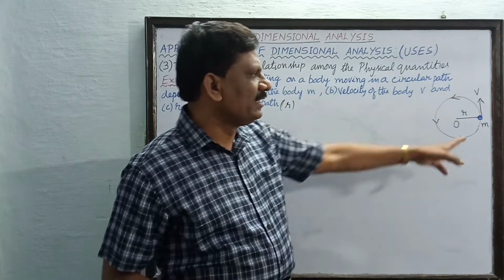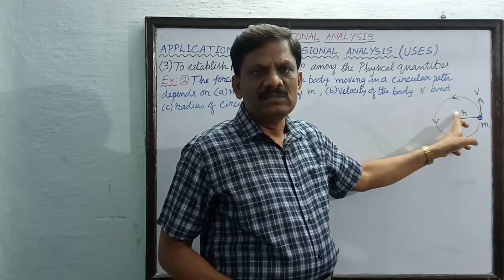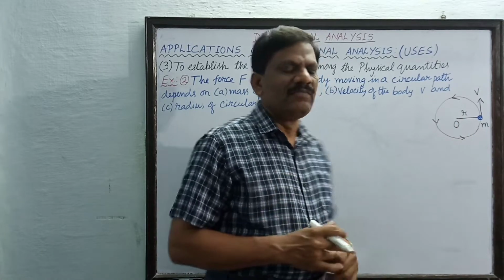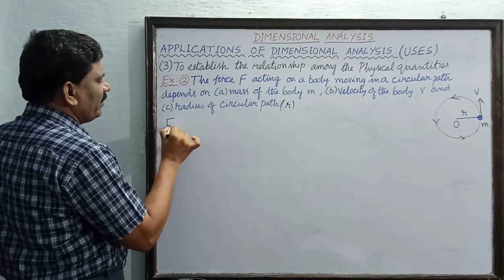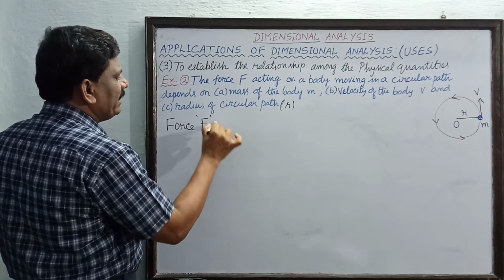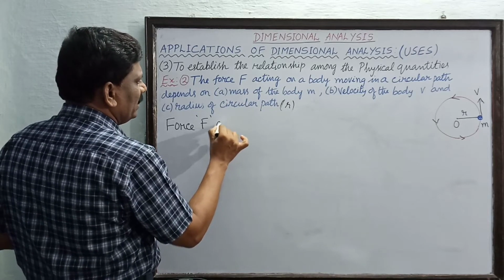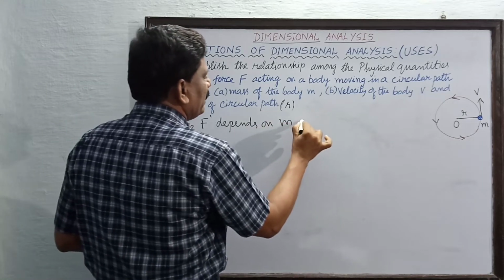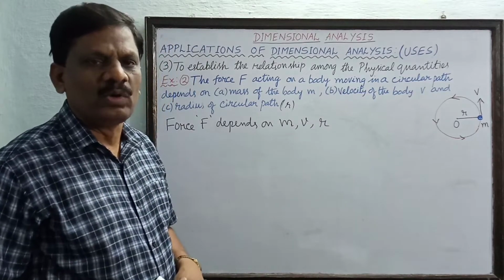So these are the three factors, m, v, and r, on which the force depends. So what is the force we are going to see? I will take the force F, which, as clearly given, depends on three factors, namely m, v and r. By how much powers, we don't know.